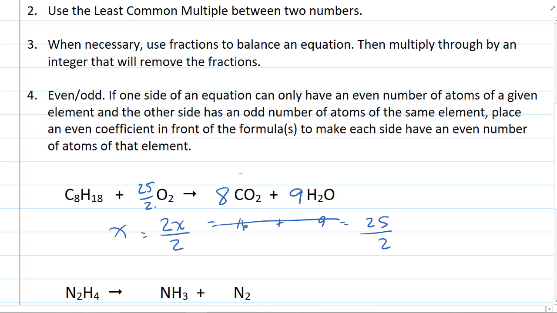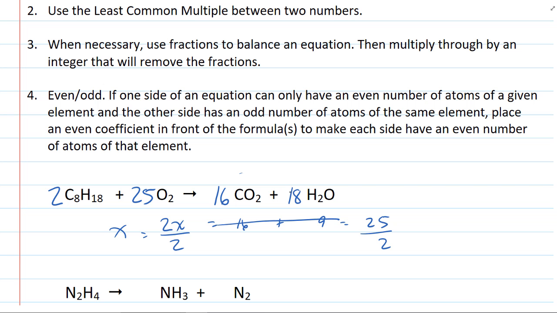Of course now, we can't leave this equation as is. If we use fractions to balance it, then we need to multiply it through by an integer that removes the fractions. Which integer do we need to multiply this by? If we multiply it by 2, we then distribute over the quantity in parentheses. 2 times 1 is 2. 2 times 25 halves is 25. 2 times 8 is 16, and 2 times 9 gives us 18. This then is your balanced chemical equation.